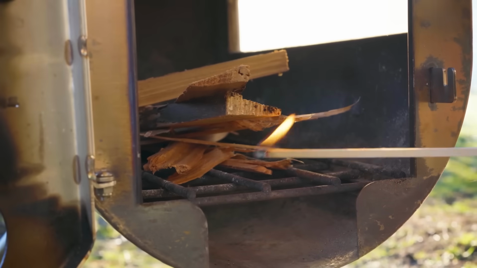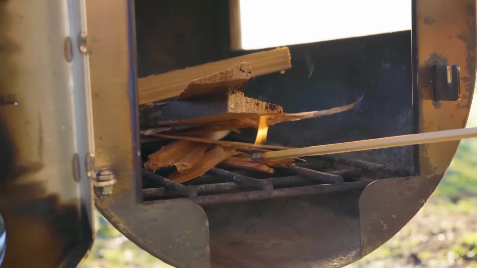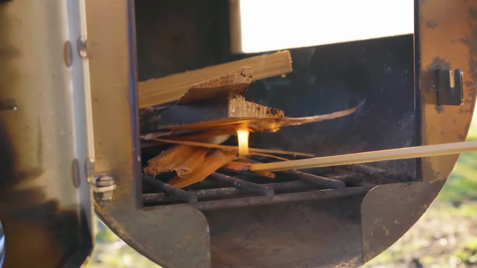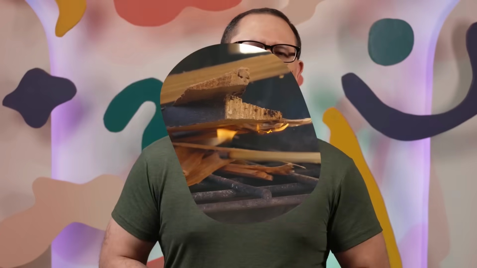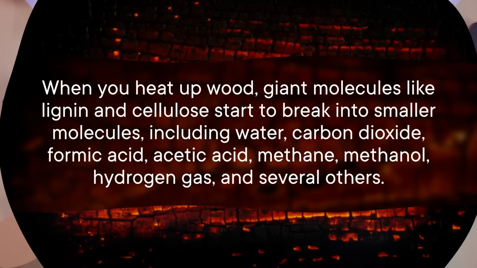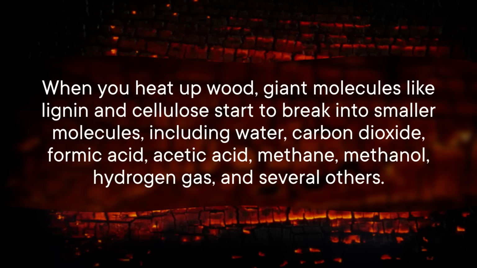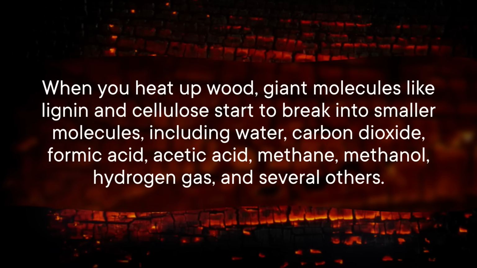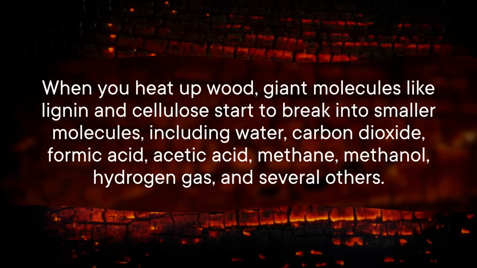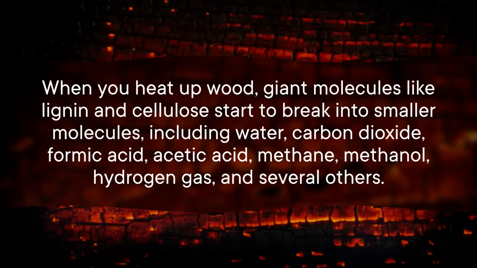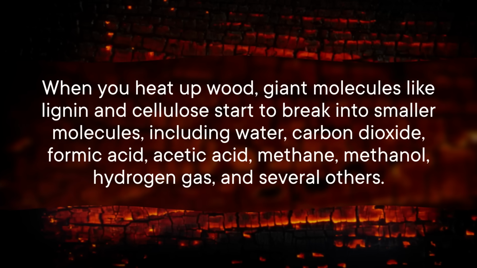The molecules in cellulose still vibrate when you heat them up, like when you hold a match or lighter under some firewood, but since it's so tough for those molecules to slide past each other, they end up vibrating themselves to pieces. So when you heat up wood, giant molecules like lignin and cellulose start to break into smaller molecules, including water, carbon dioxide, formic acid, acetic acid, methane, methanol, hydrogen gas, and several others. Some of those new molecules are flammable gases.